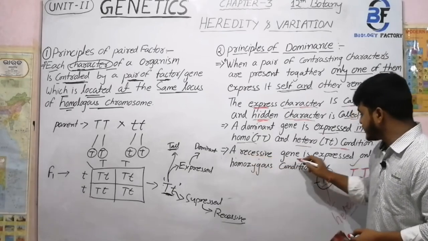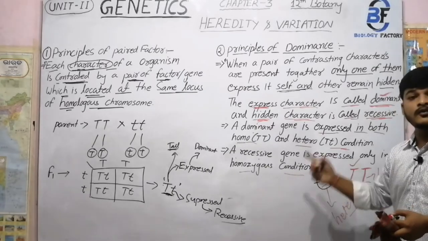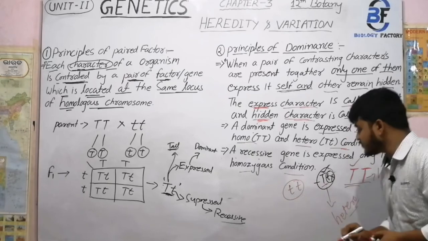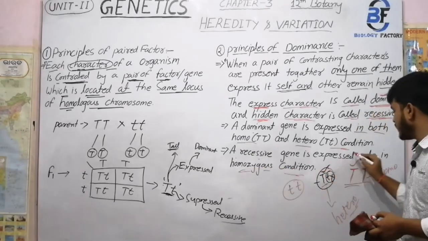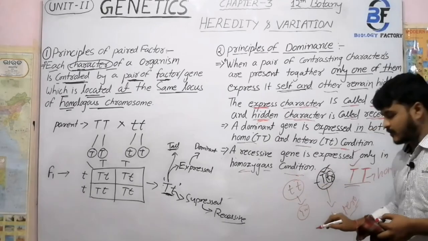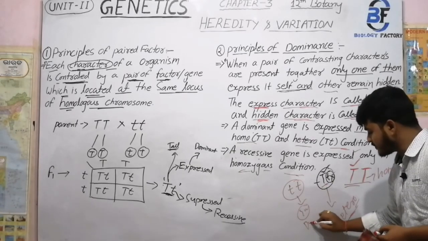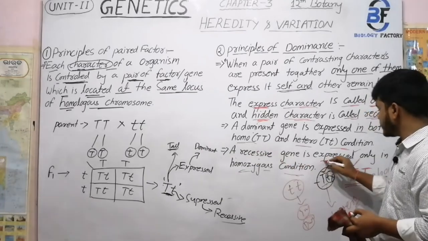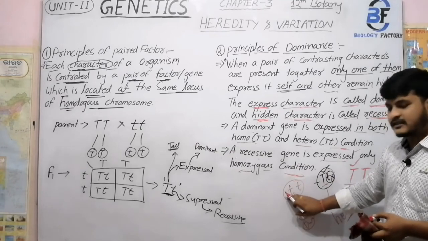Next, a recessive gene is expressed only in the homozygous condition. In the homozygous condition, here both are small t. So in the homozygous condition it is expressed. Here the plant is small, that means a dwarf plant. Here the tallness, here also the tallness, and here the dwarfness. So a recessive gene is expressed only in the homozygous condition, that means both recessive genes are there.